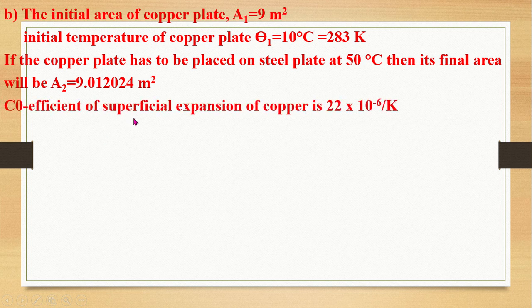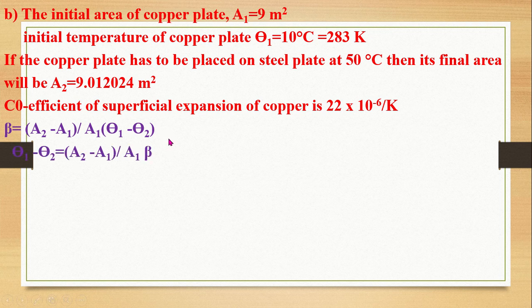So coefficient of superficial expansion of copper is 22 into 10 to the power minus 6 per Kelvin. Look, here all the information that is given in the question is related to coefficient of superficial expansion. So beta equal to A2 minus A1 divided by A1 into theta 2 minus theta 1. And here we have to find out the final temperature theta 2, because in order to place copper plate on the steel plate, its final temperature should be increased.